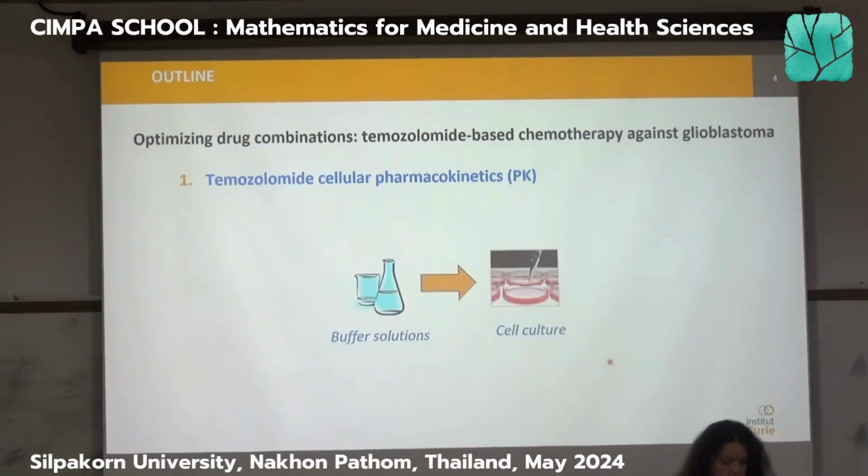Okay, so the idea now is to study the pharmacokinetics of temozolomide and start modeling it so that it can then be used for information with the PD model to ultimately design drug combinations. Okay, so we will start the study first in buffer solutions, meaning that there is no cell. You just take your drug and put it in a solution.